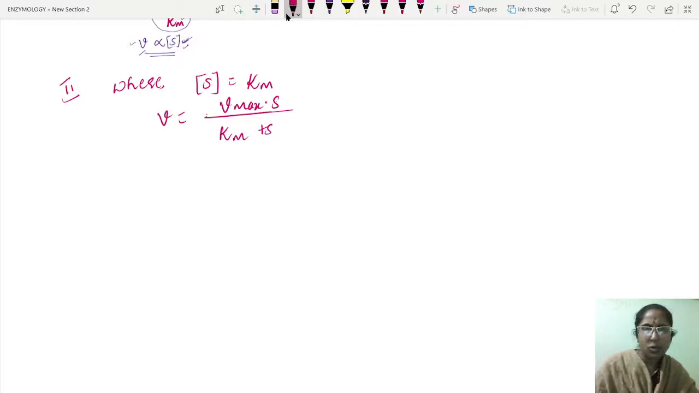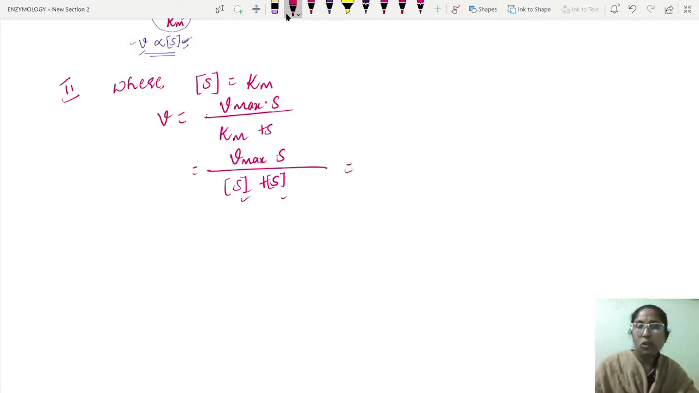So Km is equal to S. So here Vmax into S, Km is equal to S, therefore we can take S plus S. So S plus S is equal to 2S.